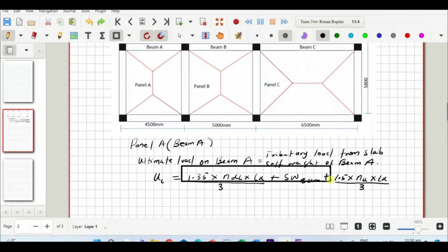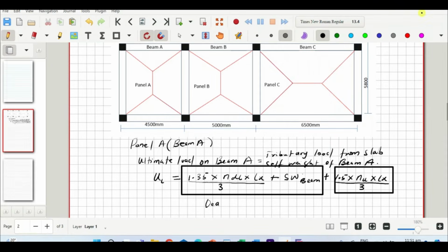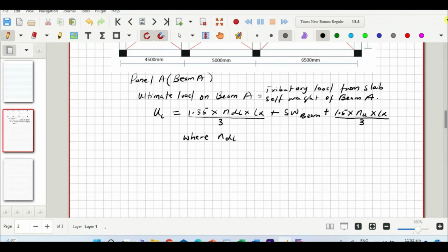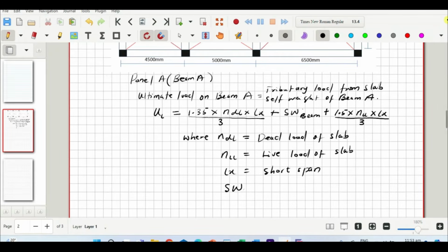So this part of the formula is the dead load, and this part is the life load. This is the dead load from slab, and this is the life load. Where NDL is the dead load of slab, NLL is the life load of slab, Lx we know already is the short span, and SW beam is the self weight of beam.